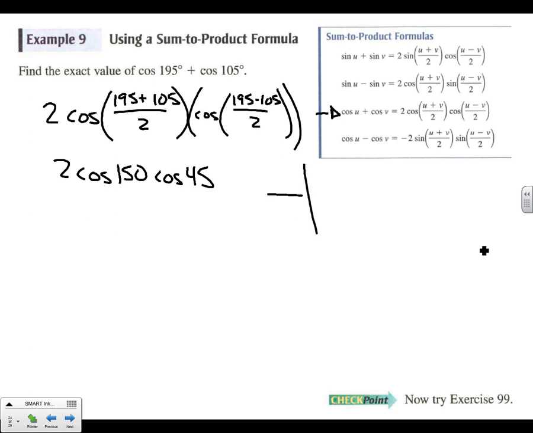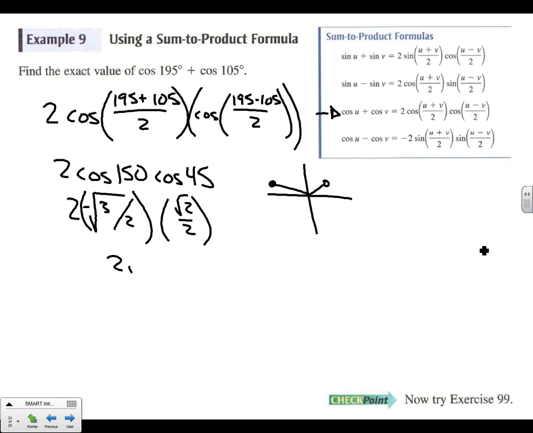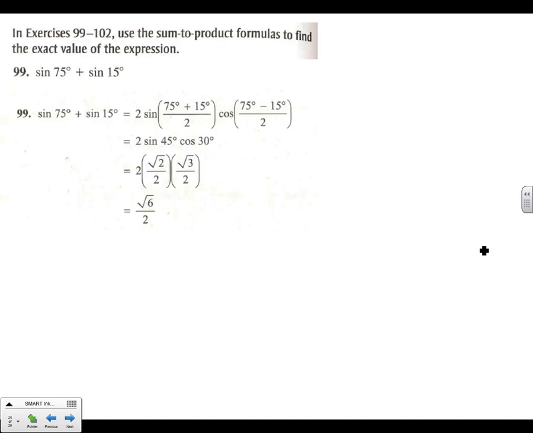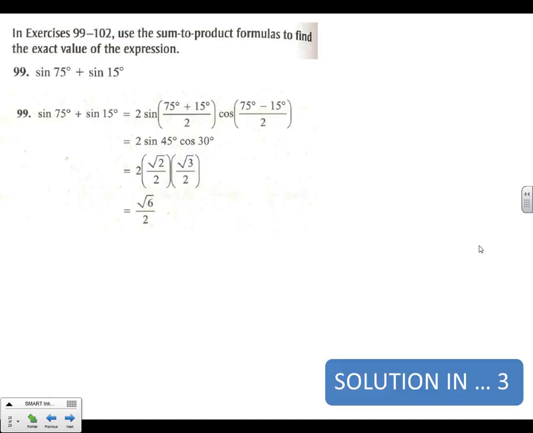150 degrees is right there. The cosine of that is negative root 3 over 2. And the cosine of 45 is positive root 2 over 2. So let's see what we got here. We've got 2 root 6 with a negative in front all over 4. And so we're going to have negative root 6 all over 2 as our final answer. All right, so use this on problem 99. Oh, there's the answer.